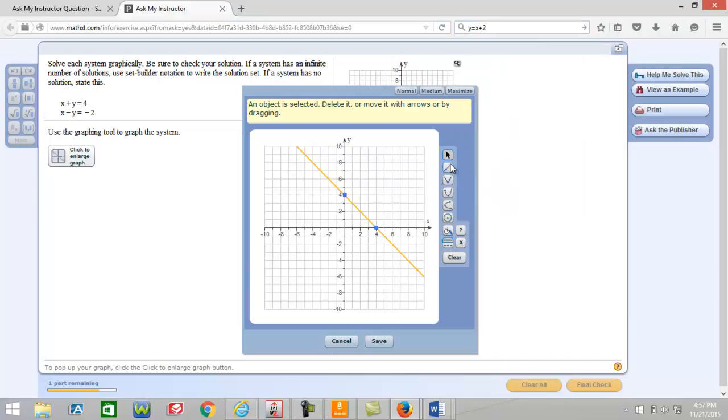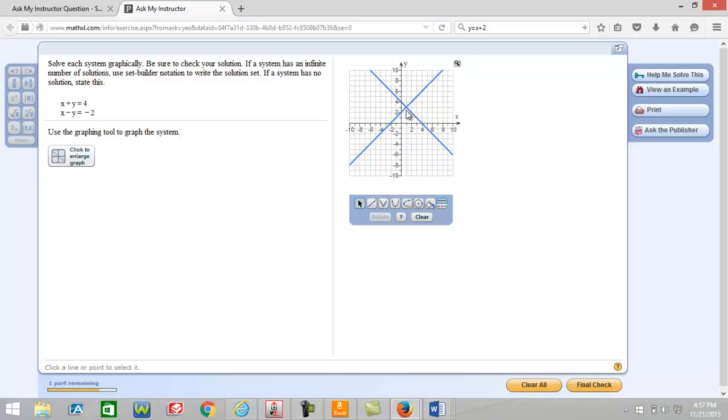So we're going to draw another line here. I've got to find where y equals 2. That's my y-intercept. And the slope of that line would be 1, meaning that I go up 1 over 1, and check to make sure that it lands on the correct coordinate, which in this case would be 1, 3. Click Save.